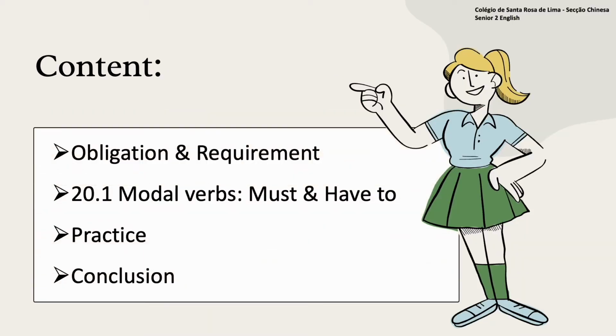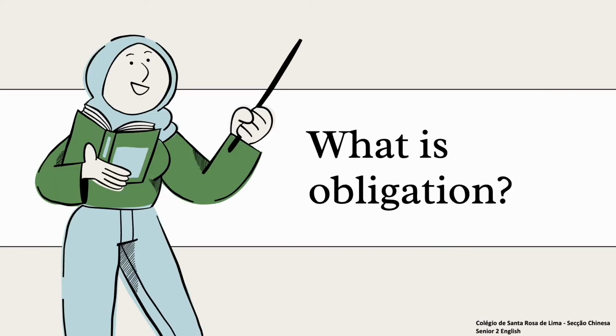First, I will tell you what is obligation and requirement. Then we'll go through Unit 20.1 modal verbs must and have to. Next, we'll do a practice. At last, we'll make a brief conclusion.